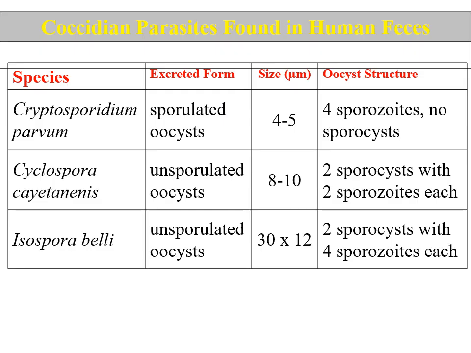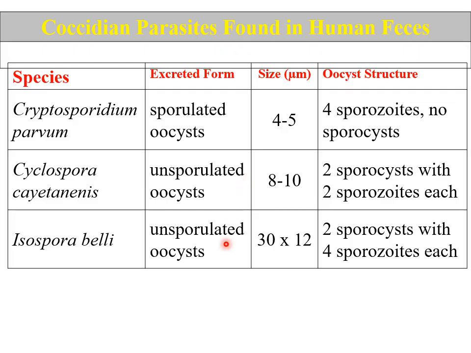To wrap up on the properties of oocysts of the 3 select sporozoan intestinal parasites, remember that upon excretion, the sporulated oocysts of Cryptosporidium parvum are directly infective. These are small in size, and they contain 4 sporozoites with no sporocyst. For Cyclospora and Isospora, the oocysts are shed in feces of patients as unsporulated oocysts, which means that they will require in the outside environment a small period to become sporulated.